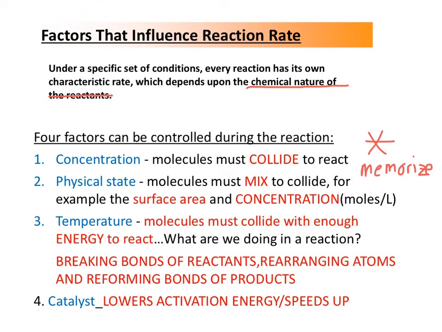As I mentioned here, the whole process of a chemical reaction involves breaking the bonds of the reactants, rearranging the atoms, and reforming the bonds to make the products. So on a very simplistic level, that's what's taking place in a chemical reaction. Finally, the presence of a catalyst, and you've seen catalysts in biology. A catalyst lowers the activation energy and therefore speeds up the reaction.